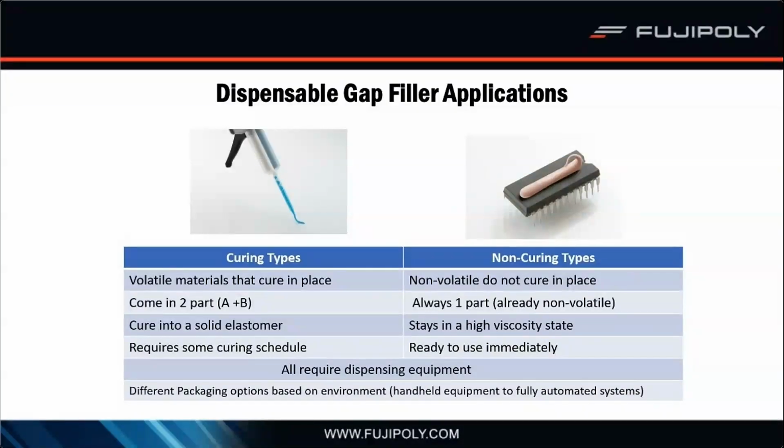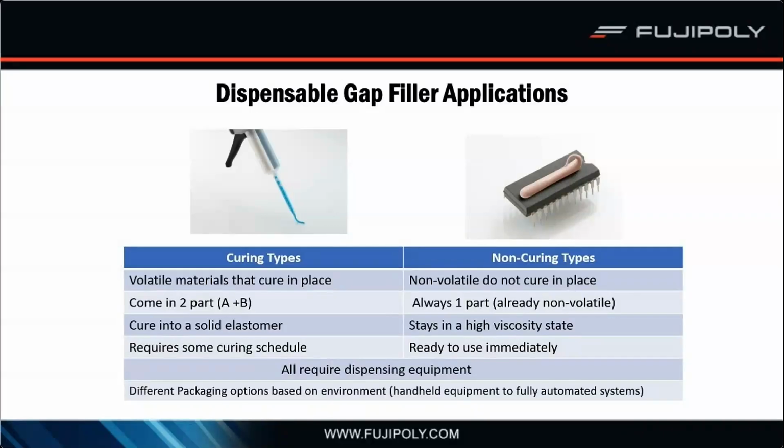Dispensable gap filler materials generally come in two forms. One is a cure-in-place type, and the other is a non-curing. In terms of the non-curing material, sometimes it does cause concern as it gives the impression that the material is volatile and can change, but that is just not the case. Non-curing is more of a description telling us that we don't have to go through a curing process. Non-curing materials aren't necessarily volatile. They are stable materials that will go little to no change after being dispensed.